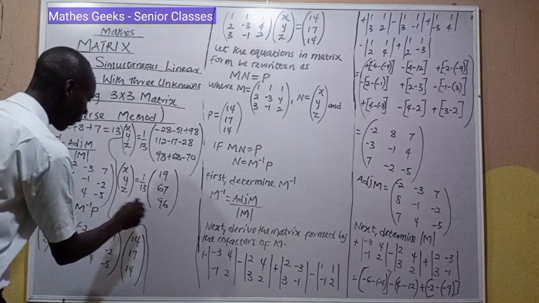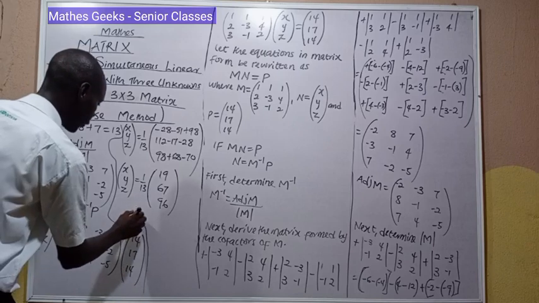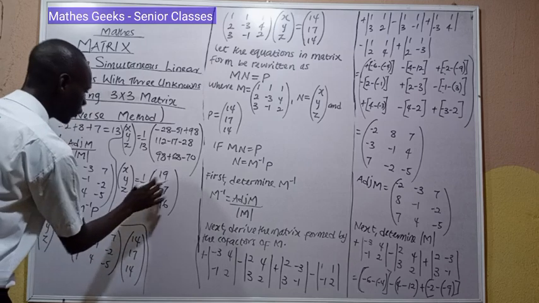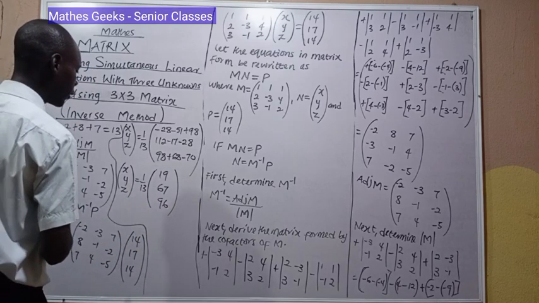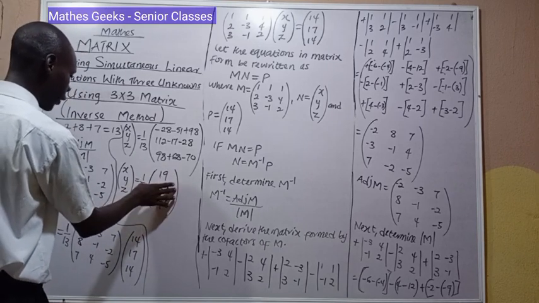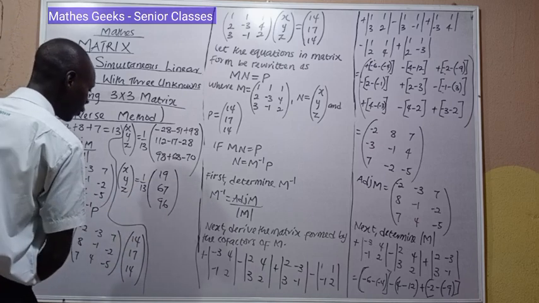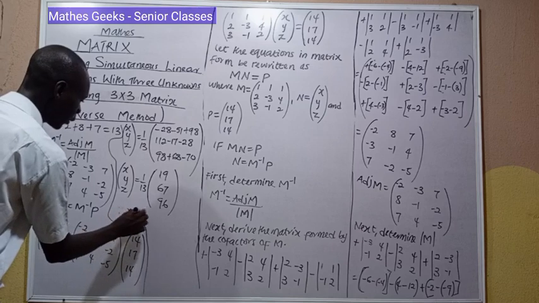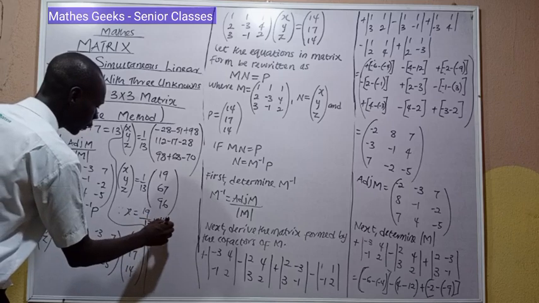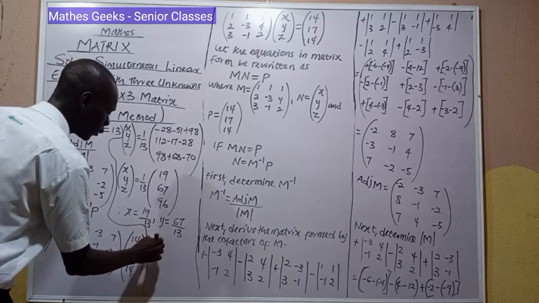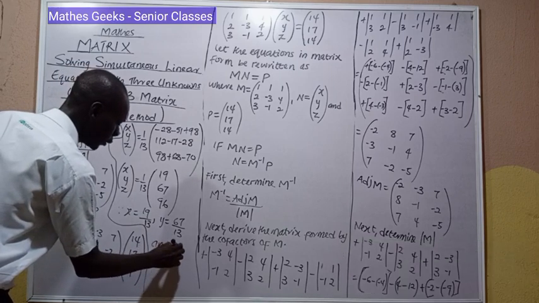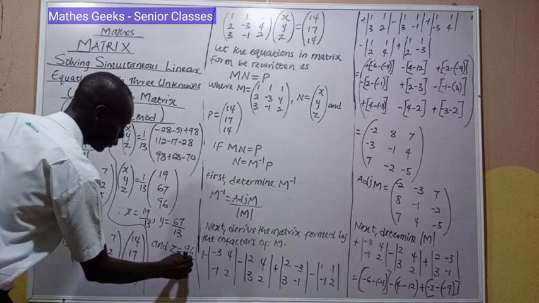So X, Y, Z is equal to this. Now, we can divide, but if we divide 19 by 13, by the time we multiply, we're going to have decimals. So we can leave our answer like this. Therefore x is equal to 19 over 13, y is equal to 67 over 13, and z is equal to 96 over 13.